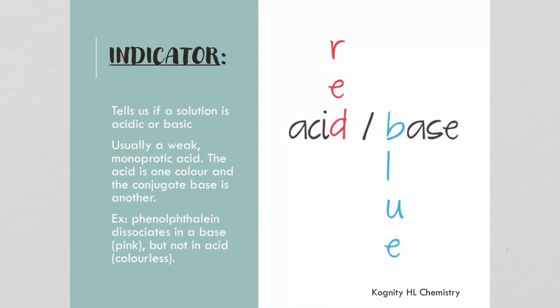So an indicator is something that will tell us if a solution is acidic or basic. And there's different kinds of indicators we'll discuss. It's usually a weak monoprotic acid, so the acid will be one color and the conjugate base will be another. So for example, phenolphthalein, which is one that we use, it dissociates in base to become pink, but it doesn't dissociate in acid, so it remains colorless. So we can use that to identify when a titration has reached its end point.